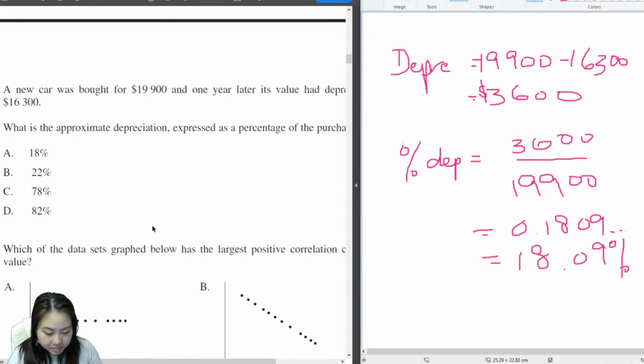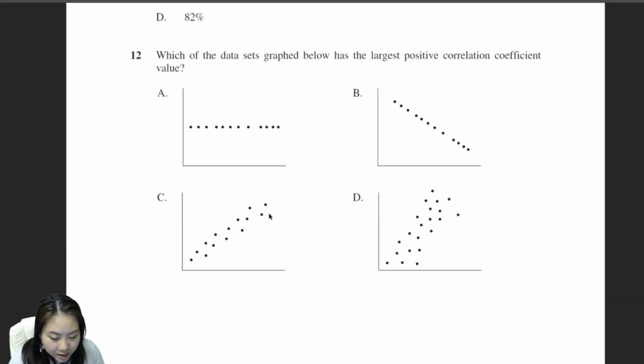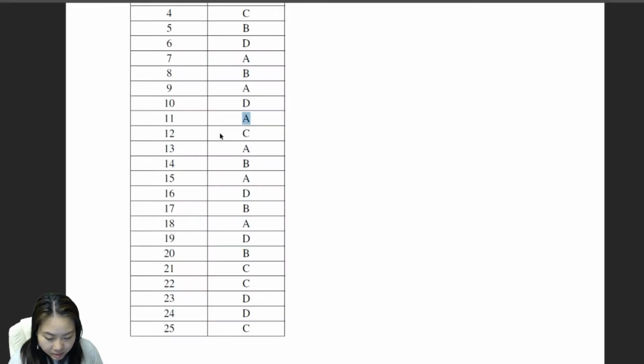So 11 is A. Number 12, which of the data sets graphed below has the largest positive correlation coefficient value? It's not A because the line's not sloping up, therefore it's not a positive correlation, even though it's a strong one. It's not B because that's negative. C is positive, D is also positive, but C has a stronger correlation, so that's going to have a larger coefficient value. So 12 is C. Yep.